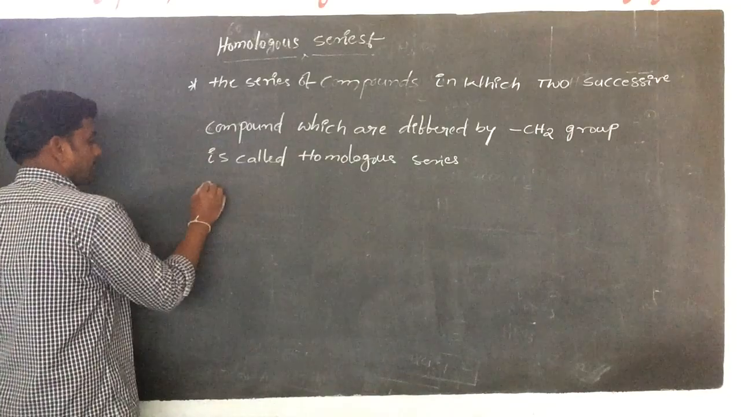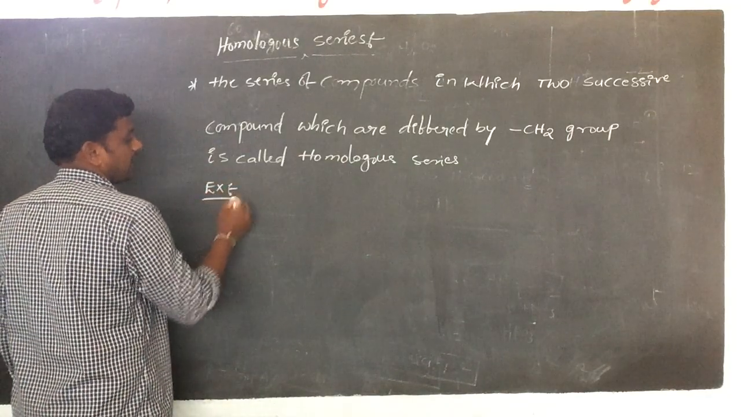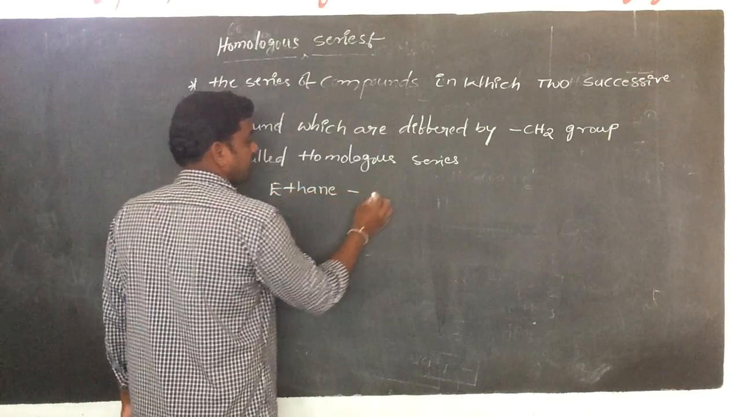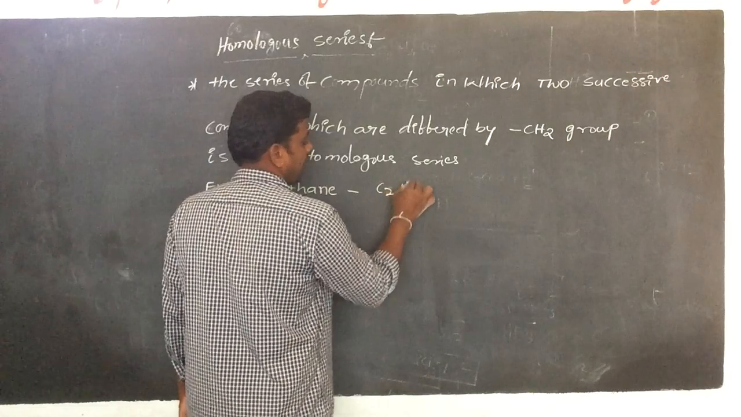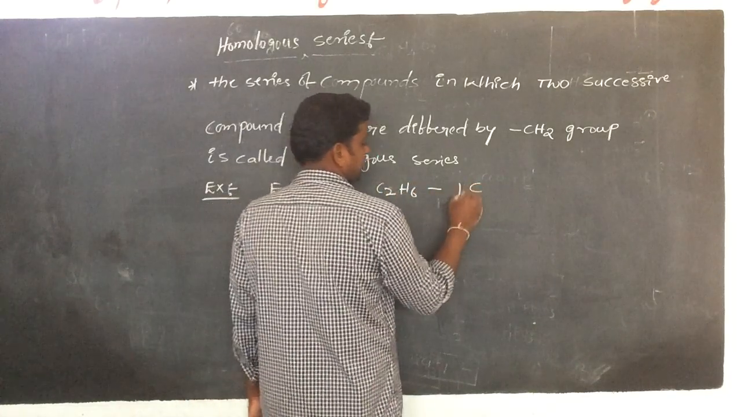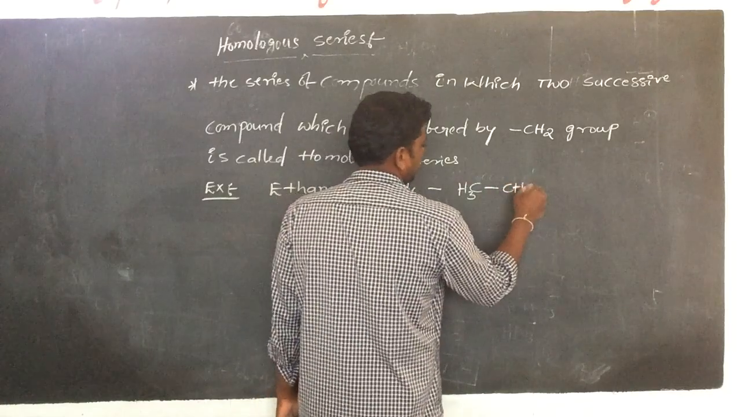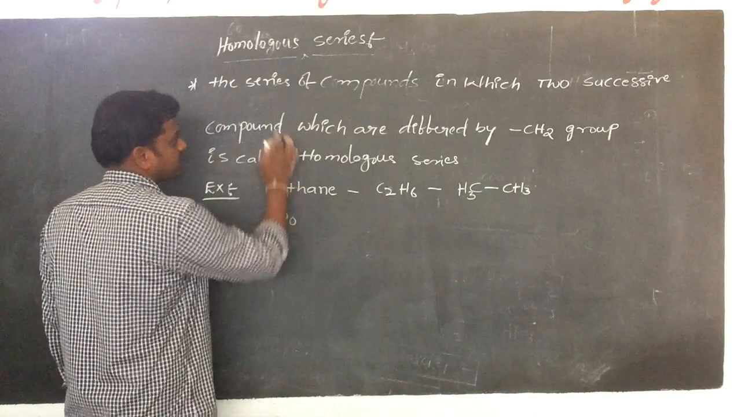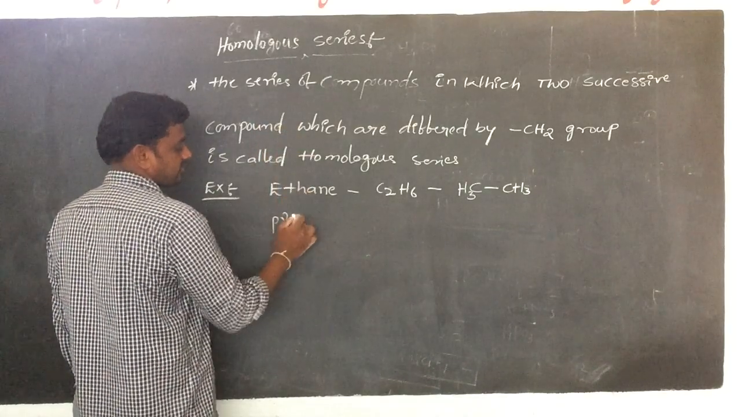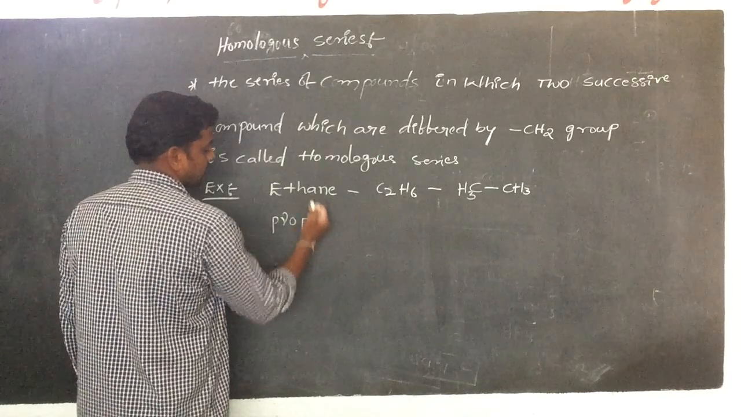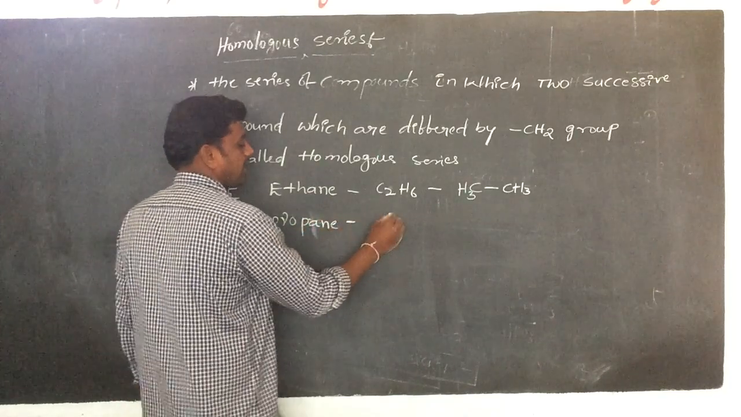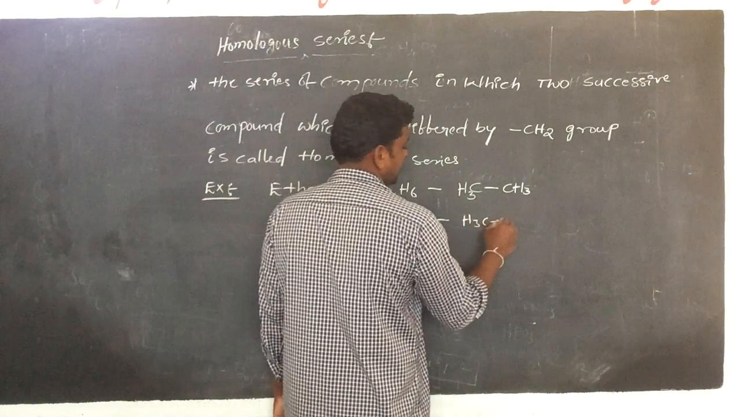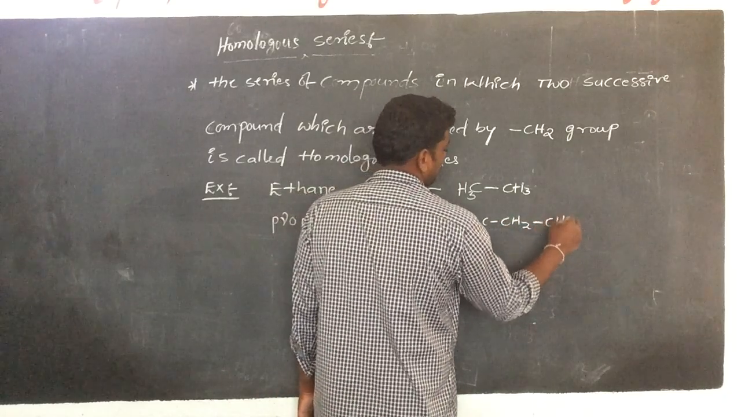If you take the example, ethane formula is C2H6. In the structural formula, CH3 single bond CH3. And the next one is propane. These two are the successive compounds in this series. Propane formula is C3H8. Structural formula is CH3 single bond CH2 single bond CH3.